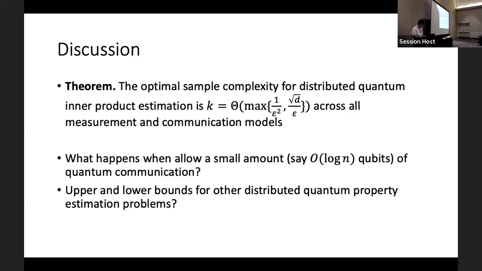So as far as I understood, we have this complexity for all communication models. Does this include the simultaneous message passing model considering shared randomness? Right? Or no? What happens if you have just private randomness?